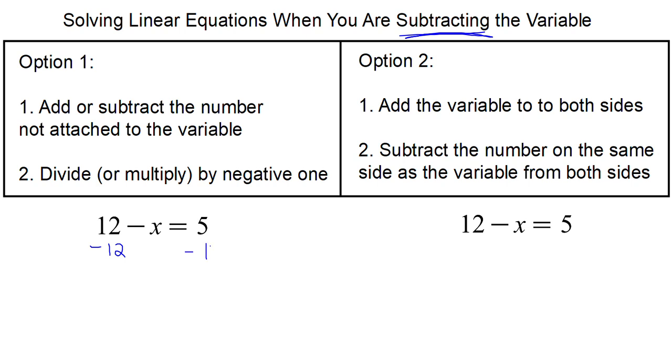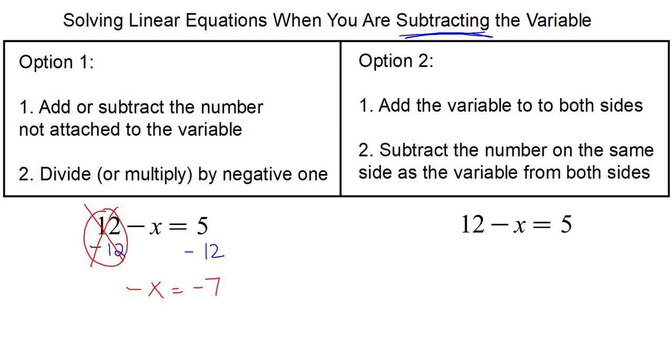Okay? So I'll do the same on the other side of the equal sign. Well, 12 minus 12 right here should cancel out. It doesn't affect anything after the 12. That minus sign and that x still stay. So we have negative x equals 5 minus 12. Well, 5 minus 12 is negative 7.